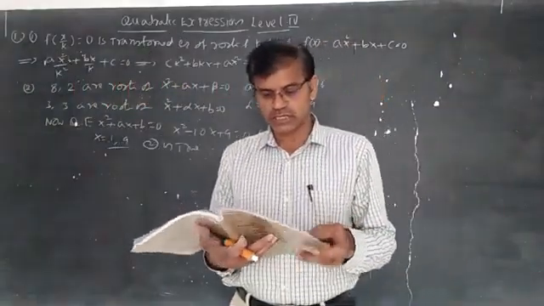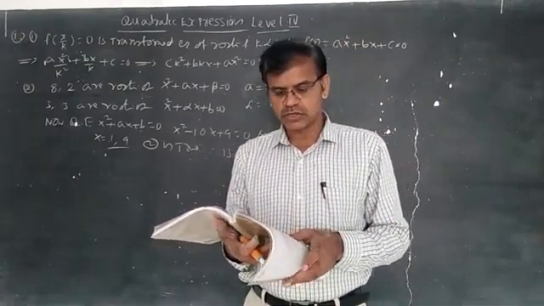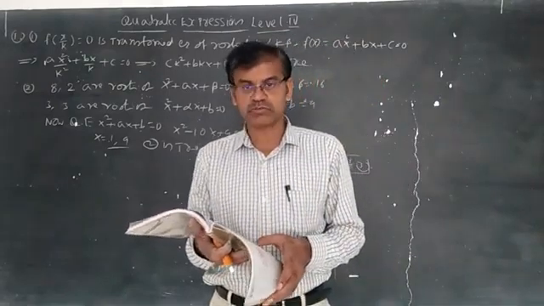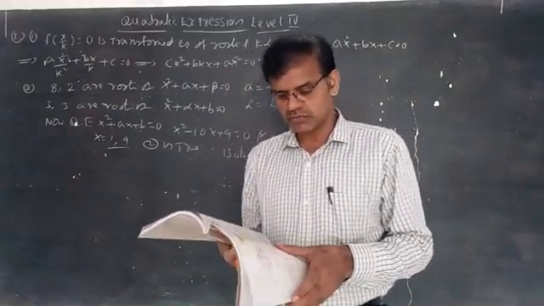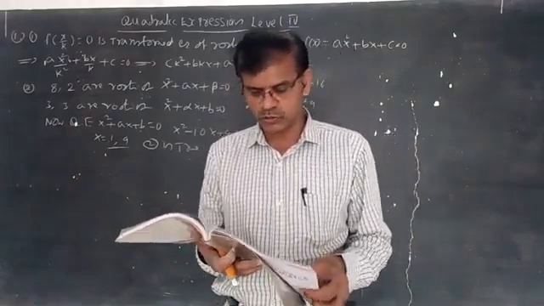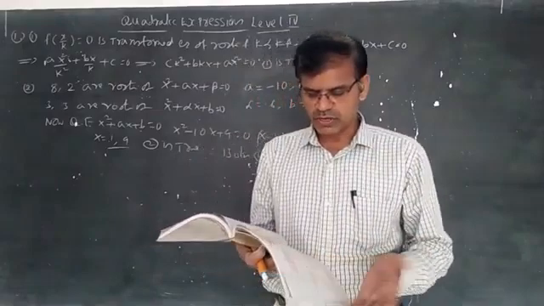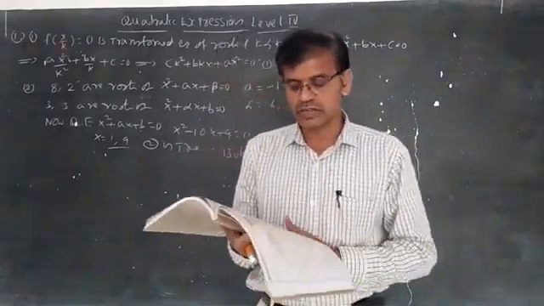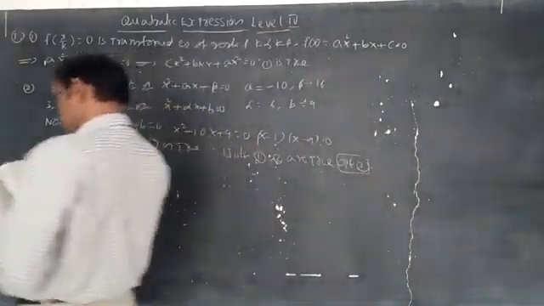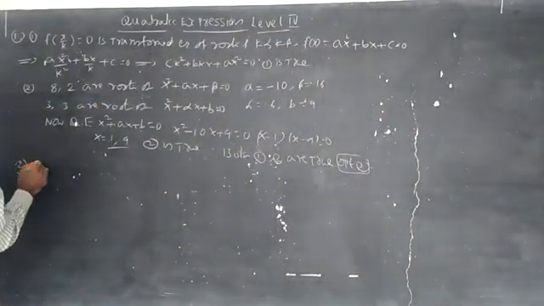From the second onwards, 2, 3, 4 sums are assertion reason type. First option: both A and R are true and R is the correct explanation of A. Second: both A and R are true and R is not the correct explanation of A. Third: A is true, R is false. Fourth: A is false, R is true. In each and every model, the answer options will be given like this.